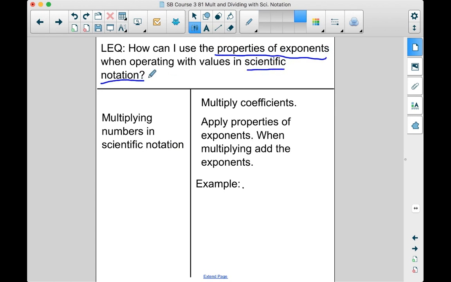So what we're doing for this next LEQ is we're taking our properties of exponents and working with doing operations such as multiplying and dividing. So this here, when it says operating, means multiplying or dividing numbers in scientific notation. When we do that, go ahead and get down this next part of your notes. Multiplying numbers in scientific notation, we apply our properties of exponents.